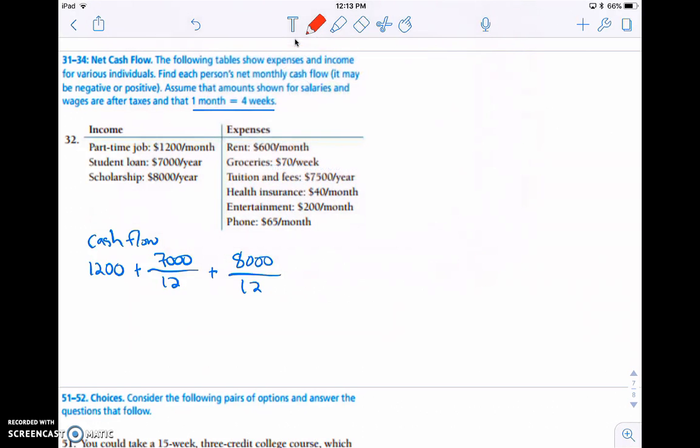Okay, and then now I'm going to go in the red here. So minus rent, which is $600. Then minus groceries, which is $70 per week. So 70 times 4 weeks. Then minus tuition, which is $7,500 over the year, so $7,500 over 12. Okay, minus health insurance, which is $40, minus some entertainment, and then minus a phone bill, so minus $65.